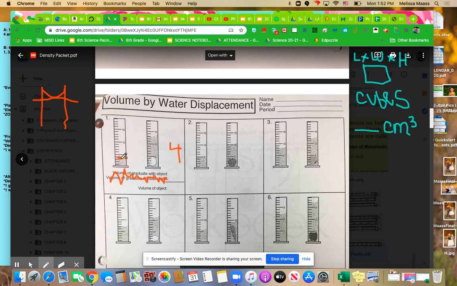I kind of mess it up when I write on here, because the pen can get kind of thick on this screen. But I have this line, and if you notice it's 10, 11, 12, 13. So you always put the bigger number on top, which is usually the one with the object in it, and we're going to subtract. For water displacement, we're finding the change in the water level, so that means subtraction. So 13 minus 4 is going to be 9.